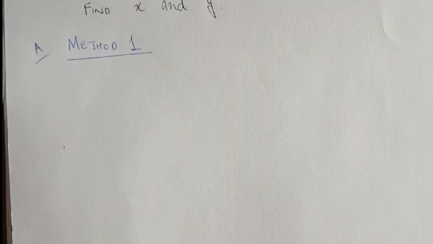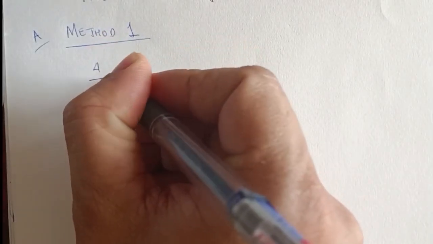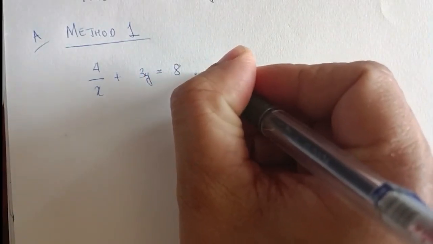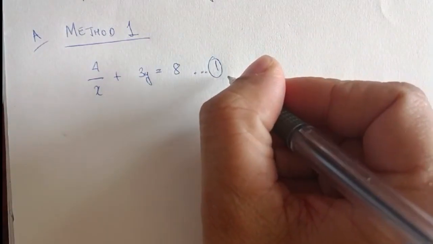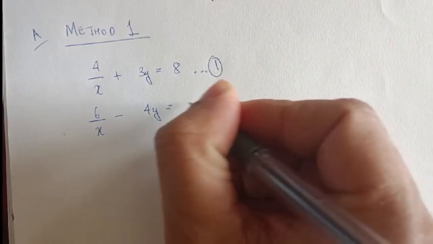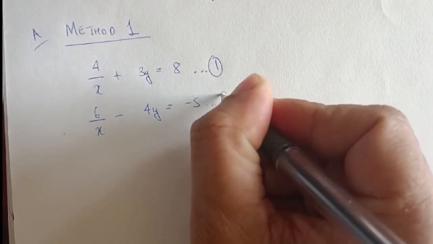method 1. In our method 1, as always, what we do is we write down both the equations first. So 4 by x plus 3y is equal to 8. This is our first equation. And 6 by x minus 4y is equal to minus 5 is our second equation.